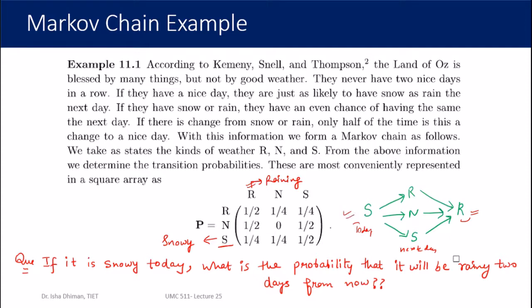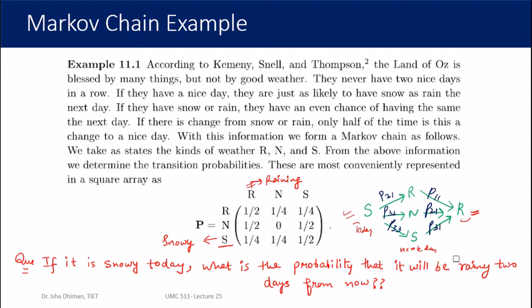We do have an answer for today, it is snowy. We do have an answer for the day after tomorrow, it should be rainy. But the intermediate 1 day can have any of the 3 states possible. So we have to have the 3 possibilities there. And now we will look at the individual probabilities. So from S to R, the probability is P31. From S to N, the probability is P32. From S to S, the probability is P33.